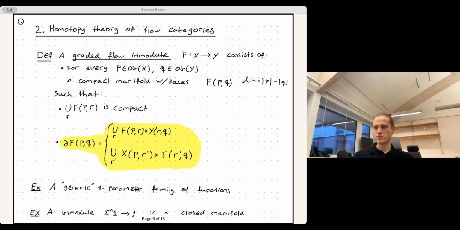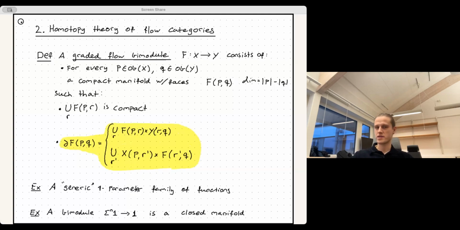To talk about some notion of equivalence, we need the correct notion of morphism. You might think that because these are called categories, we would want functors, but that's not what shows up in Morse theory. Instead, what shows up looks more like a bimodule. So for a graded flow bimodule, you should specify for each object of the source and each object of the target one of these compact manifolds with faces. This time it has the dimension formula degree of p minus degree of q. So you've gotten rid of this minus 1, which might be familiar from Morse theory as well.